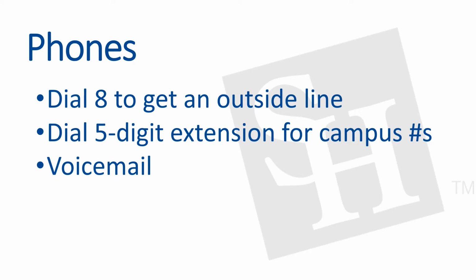For example, if you want to call 1-800-111-1111, you would dial 8-1-800-111-1111. If you're dialing an on-campus number, you can just dial the 5-digit extension. For example, 44067. All of the on-campus numbers will start with that 4 because they're short for 294.